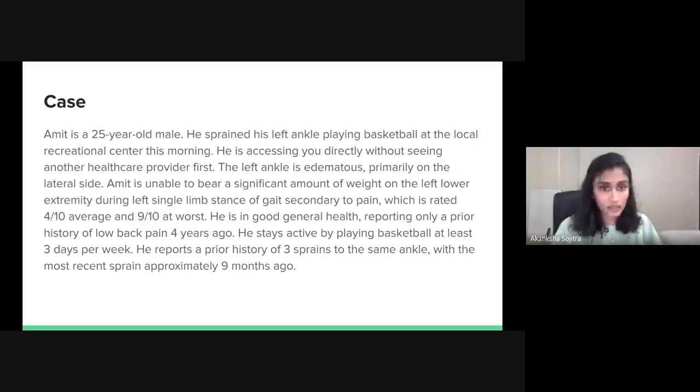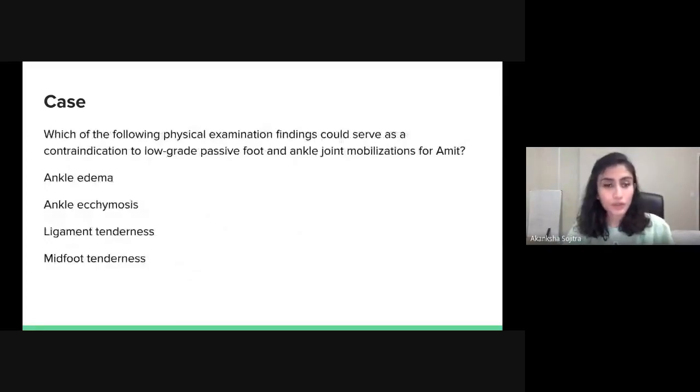So in this case, I'll keep this page for a few more seconds if you want to read over this. Okay, so in this case, what do you think? Which of the following examination findings would serve as a contraindication to low-grade passive ankle and foot joint mobilizations for this patient? Would you say ankle edema, ecchymosis, ligament tenderness, or midfoot tenderness be a contraindication? We can go over the answers once we finish and come back to this slide.